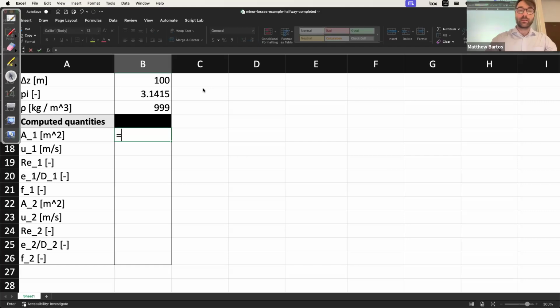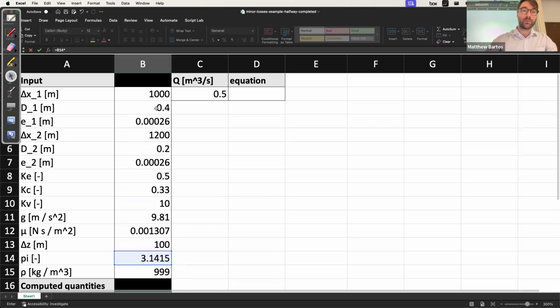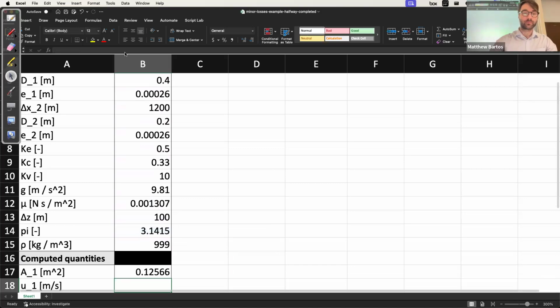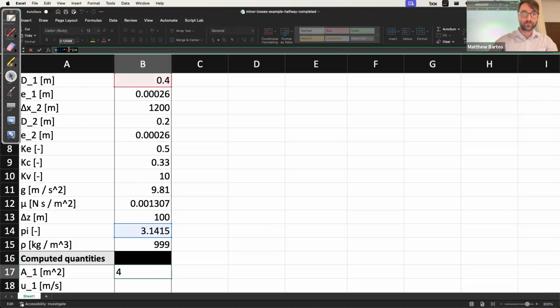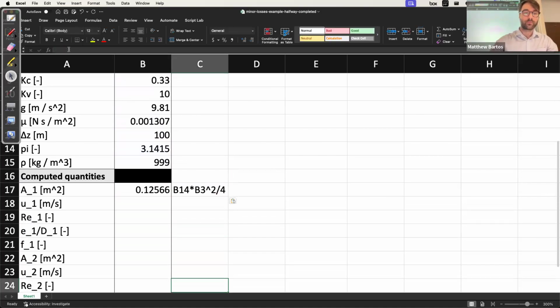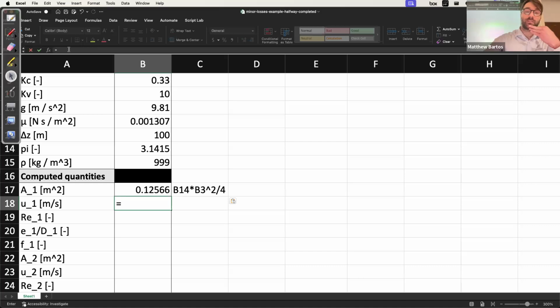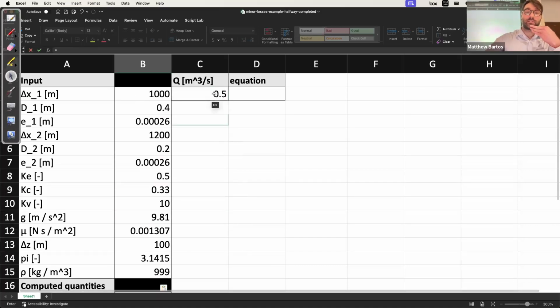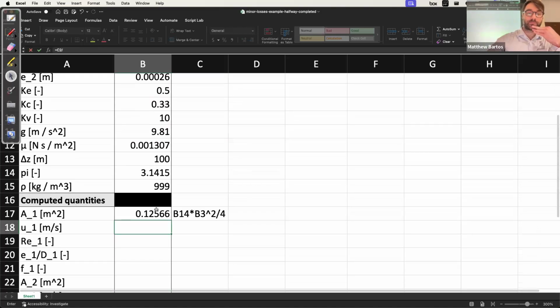So our cross-sectional area of pipe 1 is pi, that's cell B14, times the diameter of pipe 1 squared divided by 4. I will paste that out to the side. The velocity in pipe 1 is the discharge divided by the cross-sectional area. We have our initial guess for the discharge, so let's plug that in: discharge divided by cross-sectional area of pipe 1.